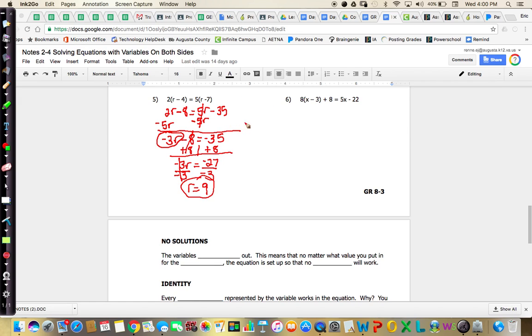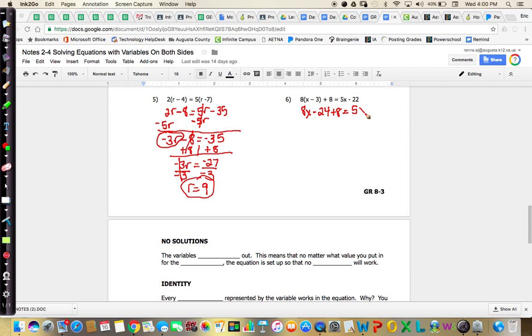Okay, we have made it to our last example. So once again, we have the distributive property. So 8 times x is 8x. 8 times 3 is 24, but there's a minus sign in between them. And we have to put the plus 8 after it.